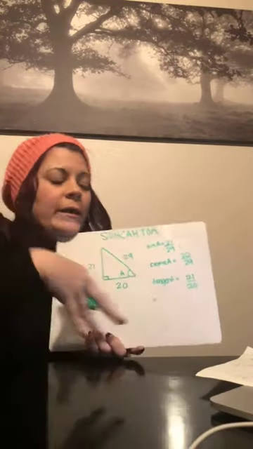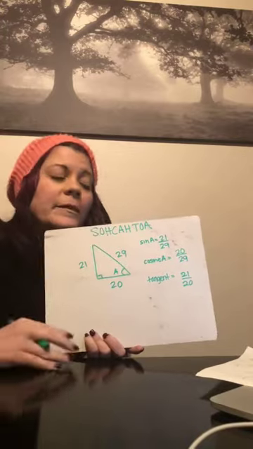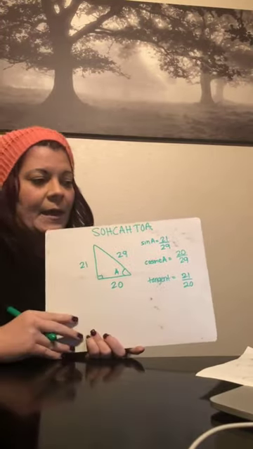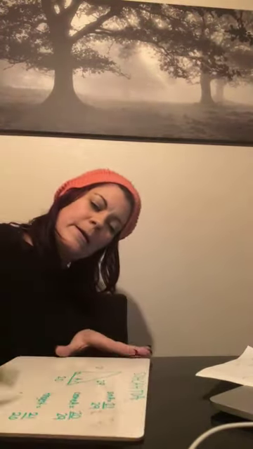I just wanted you to know it. There's nothing to solve in this problem. You're just identifying it, okay? So let's start solving problems using trig functions. Let's start with finding a missing side, and then we'll find a missing angle.